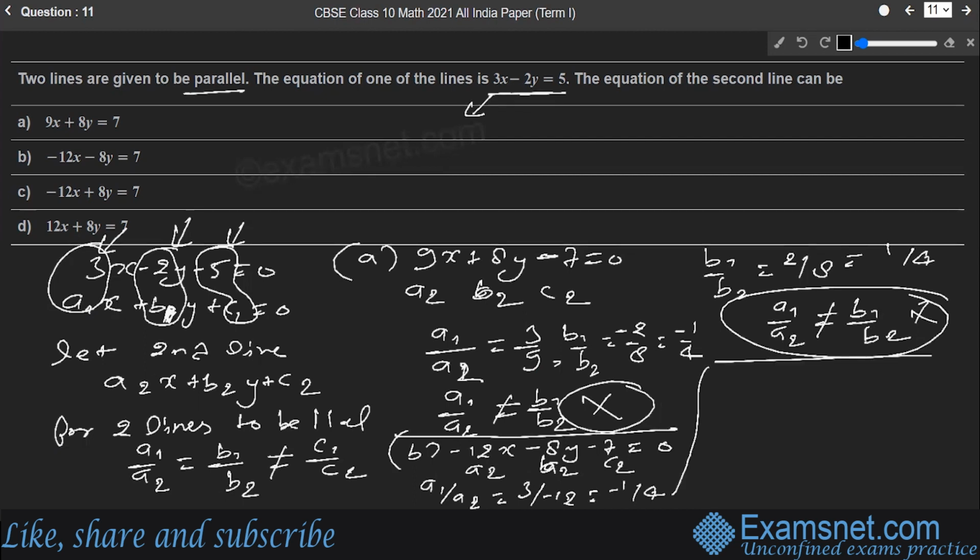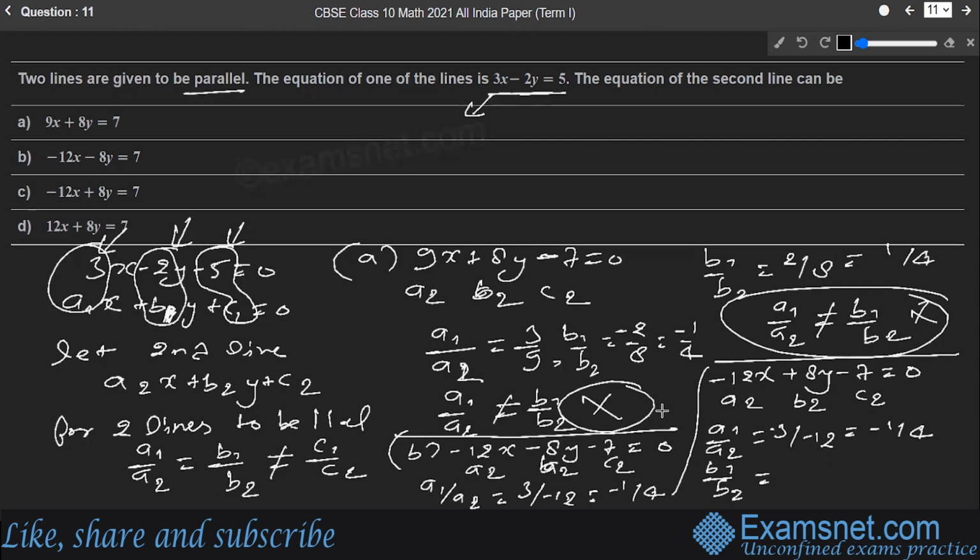Let us have the third option now, where the line is minus 12x plus 8y minus 7 equal to 0. We can identify this as our A2, B2, and C2. A1 by A2 for the third case is 3 by minus 12, that is minus 1 by 4. B1 by B2 for the third case is minus 2 by 8, that is also minus 1 by 4. So A1 by A2 is equal to B1 by B2. Both are equal. Then we verify that it should not be equal to C1 by C2.